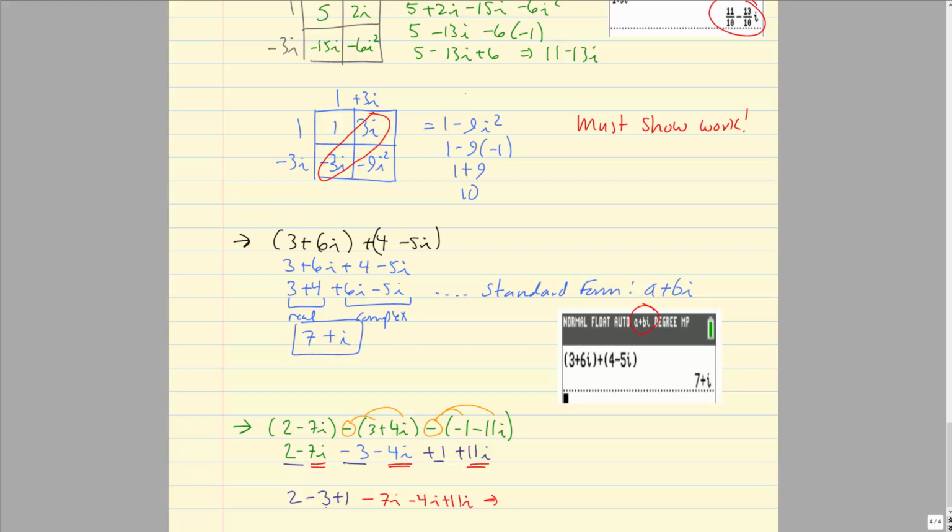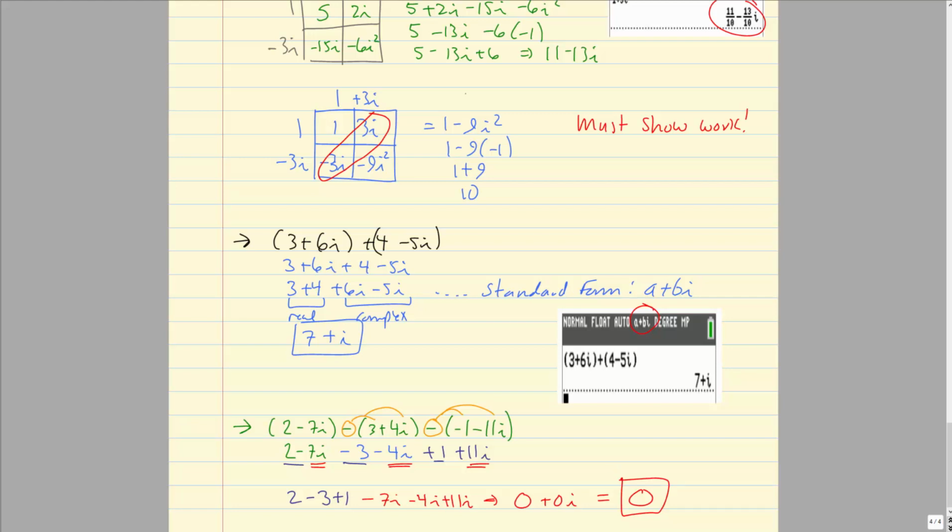So 2 minus 3 is negative 1. Negative 1 plus 1 is 0. Negative 7i minus 4i is a negative 11i. Plus 11i is plus 0i. This one wasn't a very exciting problem. So everything simplifies to just 0. And again, you can plug this into your calculator and check it.